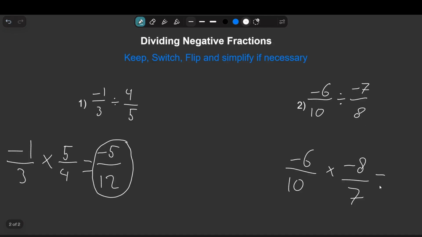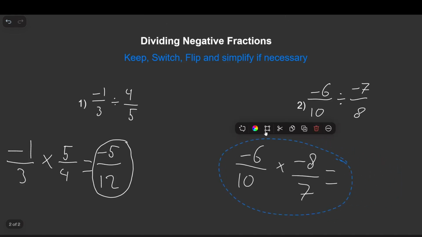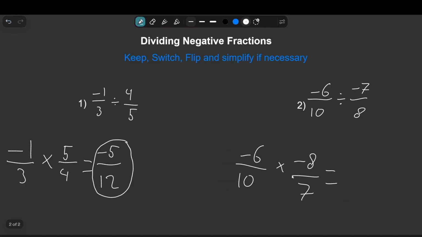So now we have this, we can just start multiplying them. Let's move it to the left a little bit so I have enough space. We can start multiplying them. So, as I said, negative times negative, we will get a positive result. So, minus 6 times minus 8 will be 48. Now, 10 times 7 is 70, and we have our fraction.